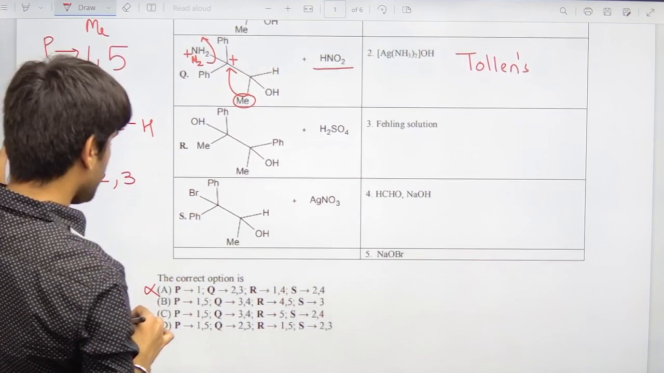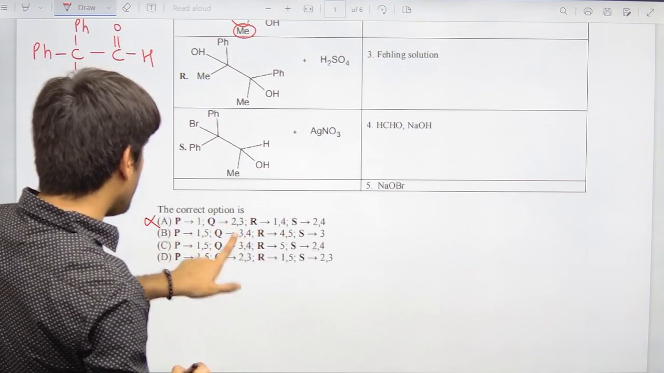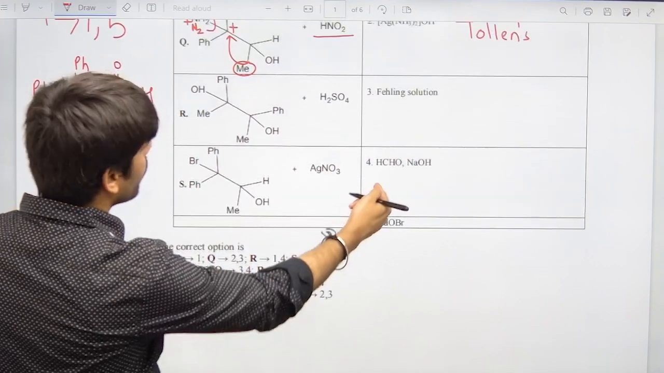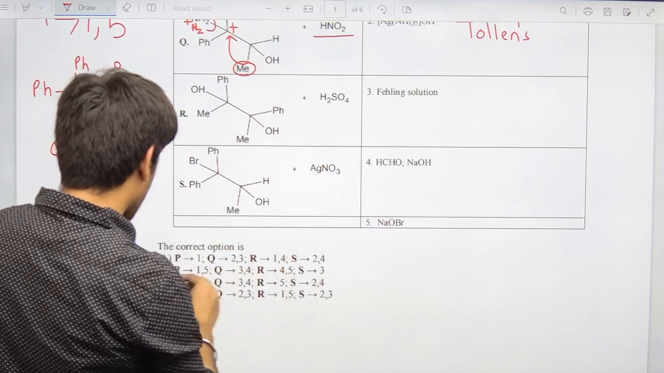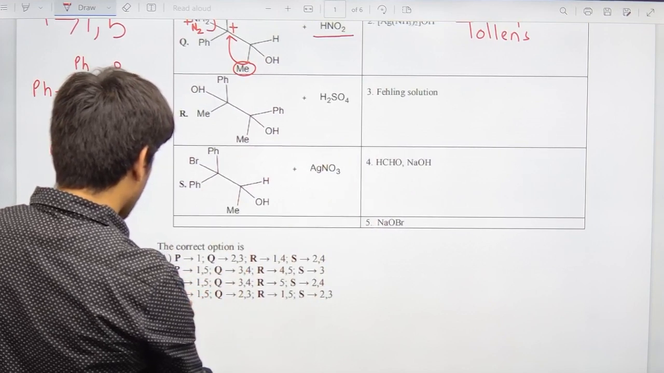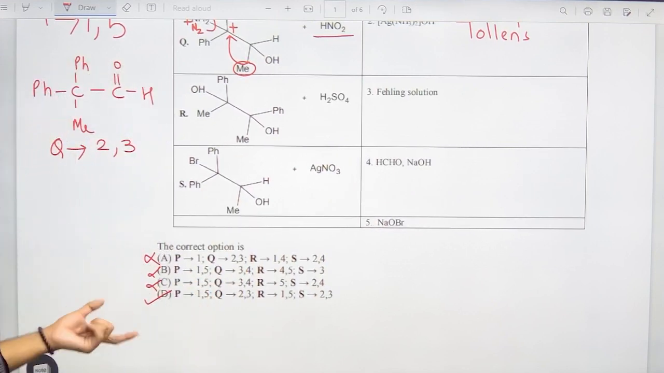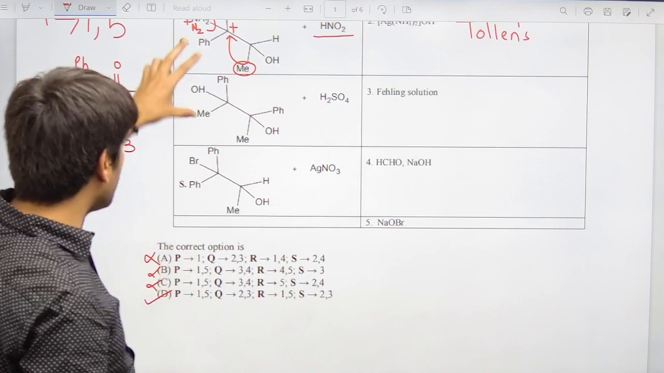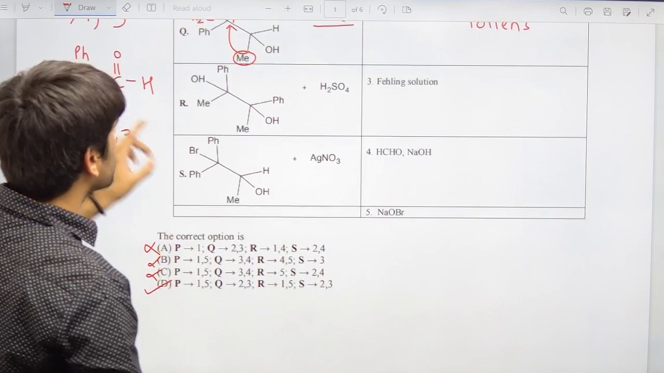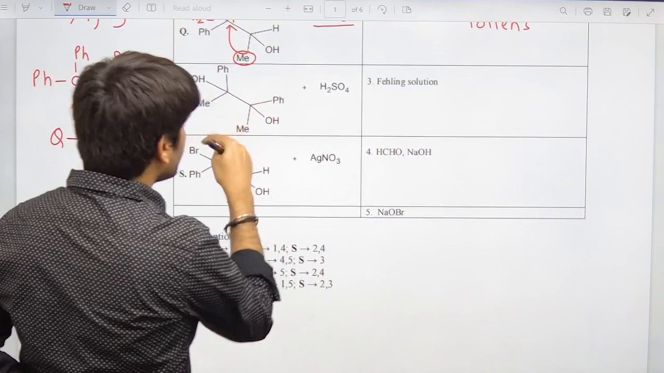So let us see this. Q is going with 2 and 3, 3 and 4. Let us check 4. No, we won't require 4. So basically B and C are also eliminated and D is the right answer. So we have got the answer just by doing the 2 sets of reactions, but we will discuss the third one also. Now this is again simple.